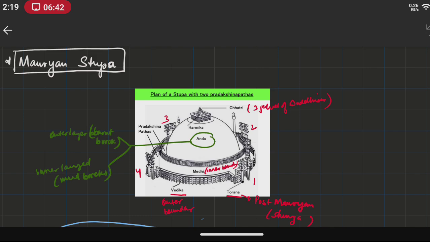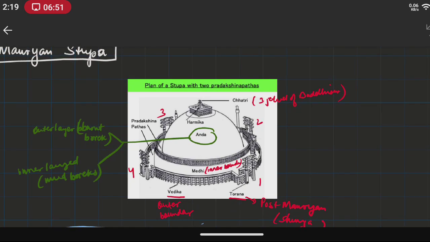This figure which I am showing you has two Pradakshina Patha. You can see on the top there is the Chhatri. This Chhatri represents the three jewels of Buddhism, that is the Buddha, the Dharma and the Sangha. Then after that you have Harmika. Harmika is basically a square balcony-like railing on the top of the Anda. It is the abode of God. The most sacred part of the stupa is the Harmika.